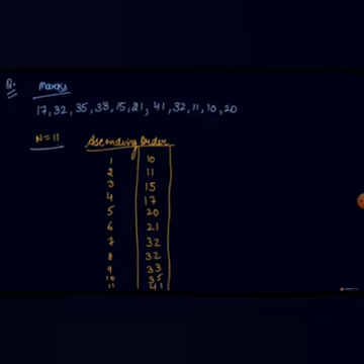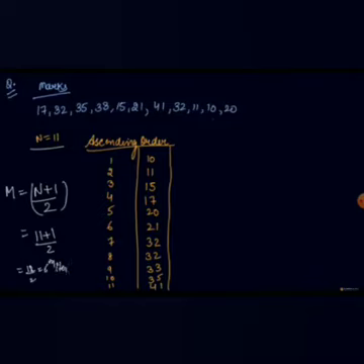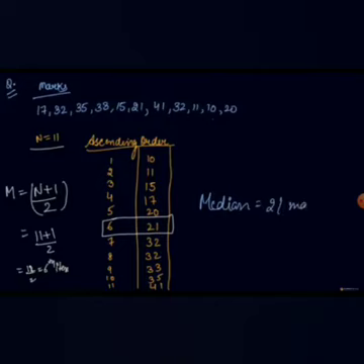Now you have to find the median value, which is (n plus 1) divided by 2 in case of an odd series. So your n is 11, plus 1 divided by 2 is 12 divided by 2, it's the 6th item. So the 6th item is 21, right? So your median value is 21 marks, which divides the series into two equal parts, 5 items on each side.